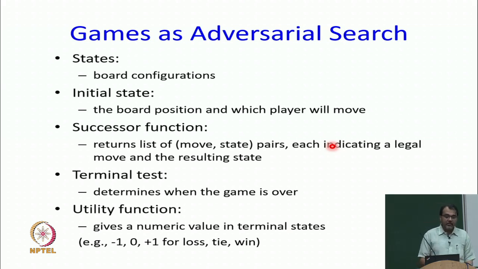A successor function would be what are all the actions that I or the adversary can take, indicating all the legal moves and the resulting states. Terminal test would be when the game is over, and also whether I won, the adversary won, or there was a draw, and there will be some kind of a utility function. And as a start, we will say that utility function would be -1, 0, +1, and -1 would indicate a loss, 0 would indicate a draw, and +1 would indicate that I won. Everybody okay with all of this?